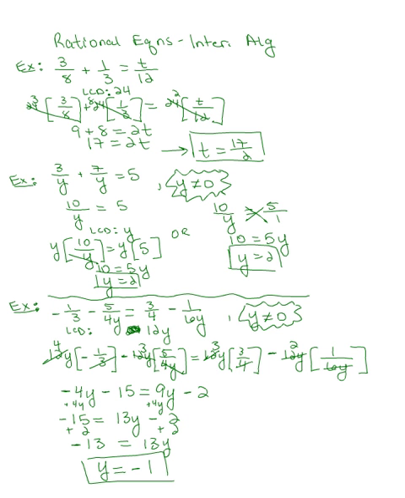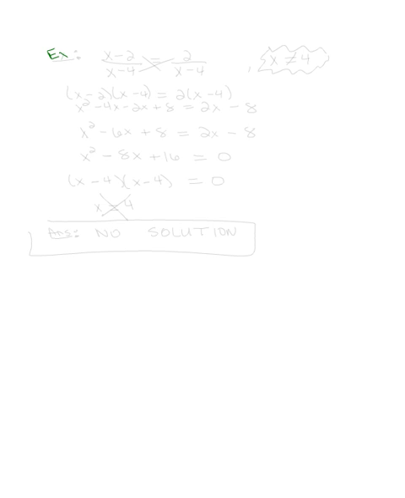We'll do another example. x minus 2 over x minus 4 equals 2 over x minus 4. Notice x can't be 4. That means that if after we solve we get that x is 4, there would be no solution. Now we have one fraction equal to one fraction, so we cross multiply, and we get x minus 2 times x minus 4 equals 2 times x minus 4.